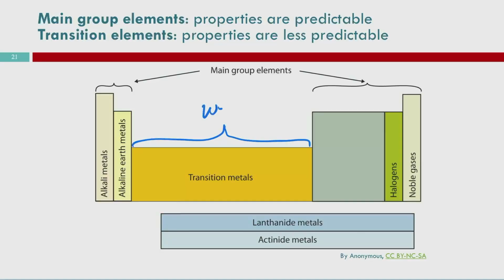And these have weird properties. Not really weird properties, varied properties. Especially when it comes to ions, which is what makes them so tricky. So our main group elements, again, these are our far left 2 columns, our far right 6 columns, and then transition metals are everything that's in the nice little rectangle in the middle.